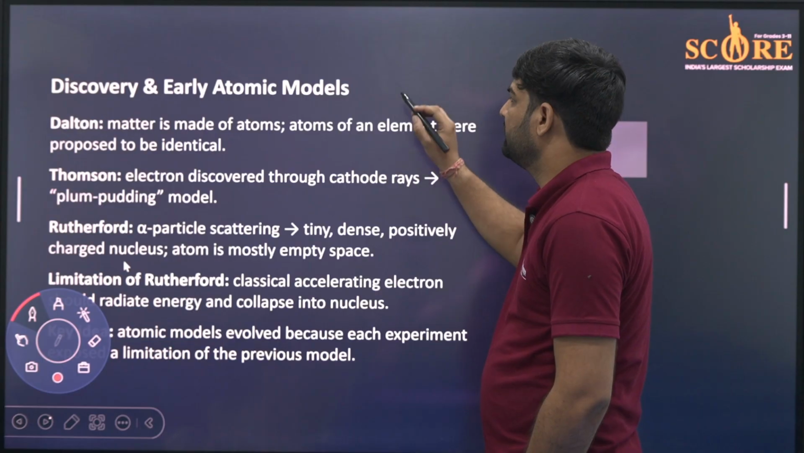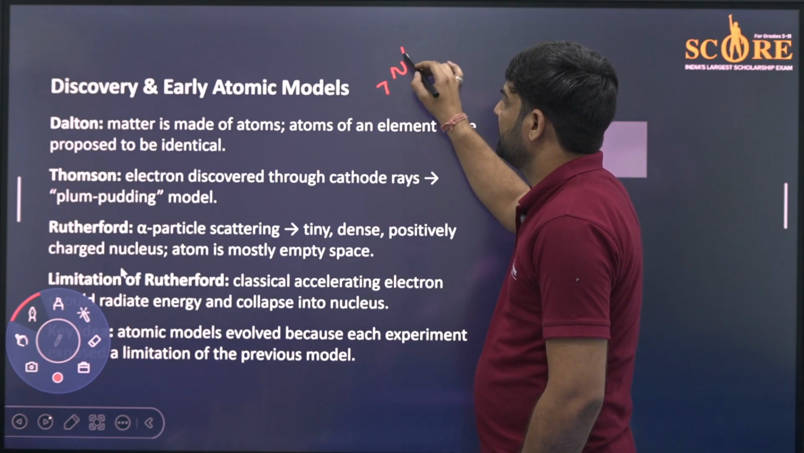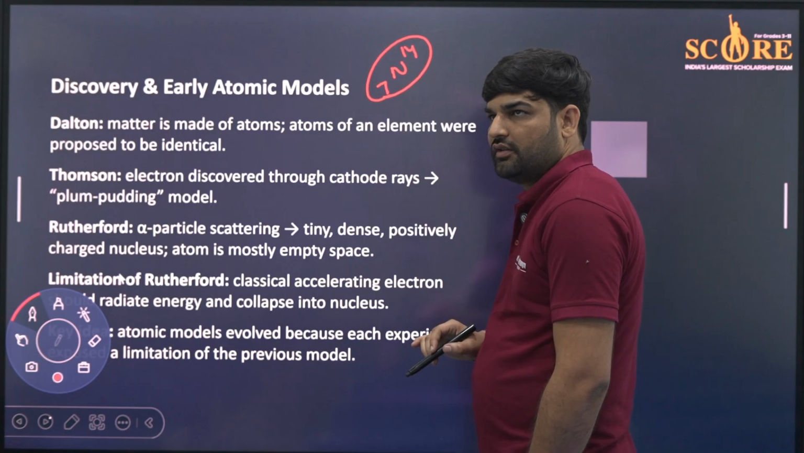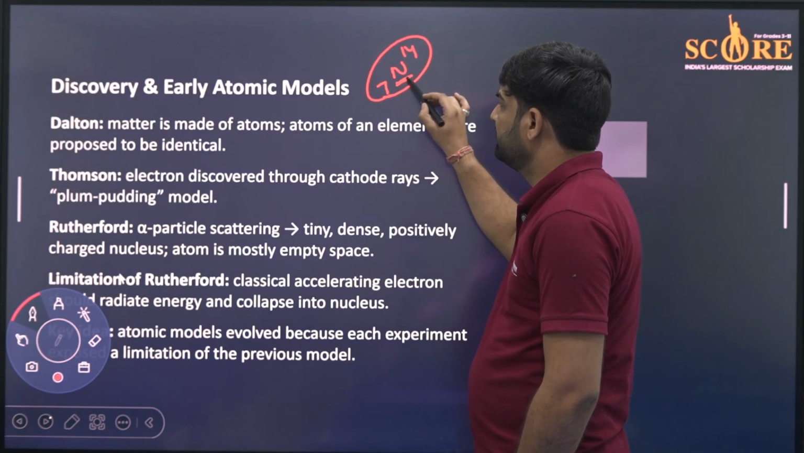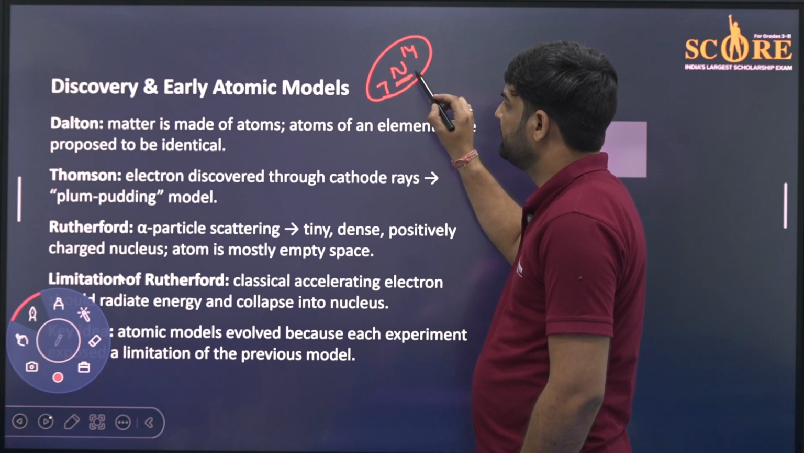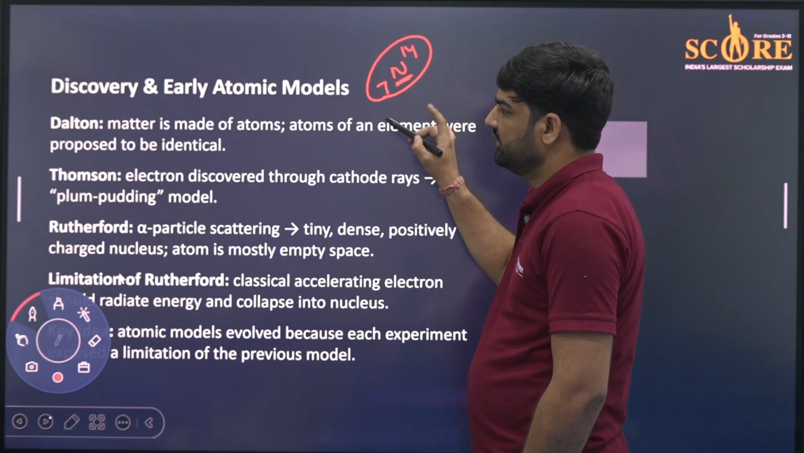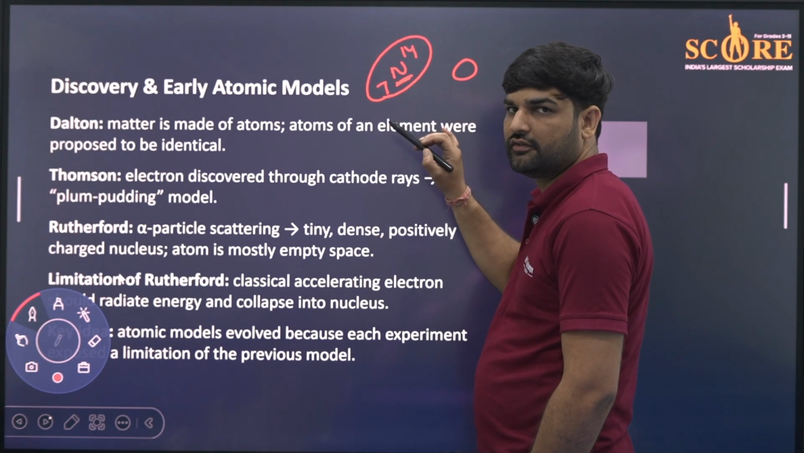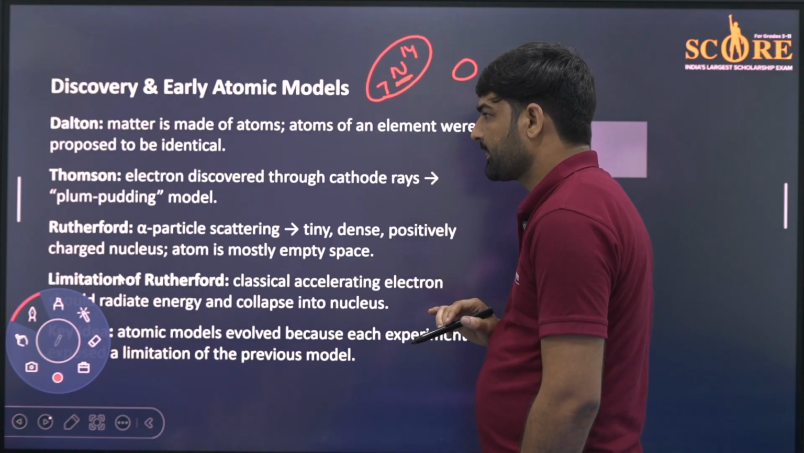He also told that atoms of same element are same, identical. It means if element is nitrogen, then this element is made of nitrogen atoms only. If element is oxygen, then this element is made of oxygen atoms only.